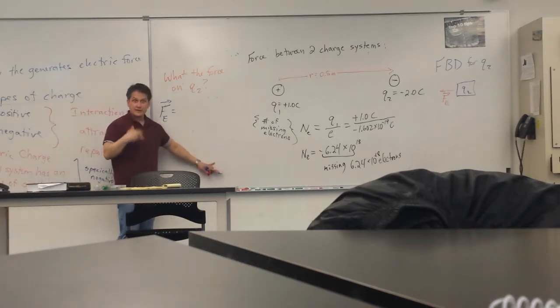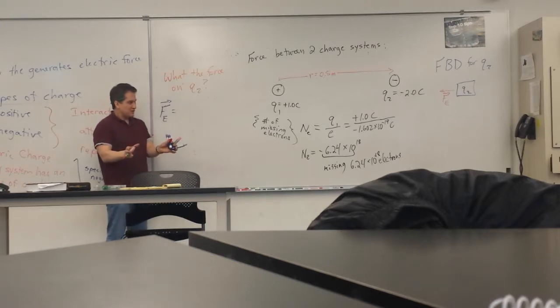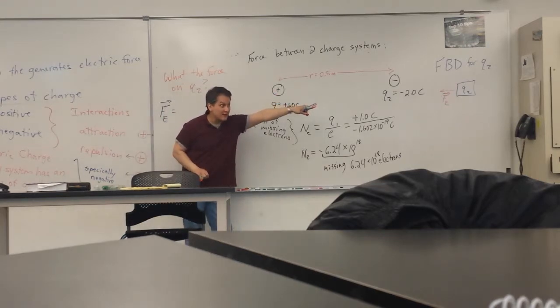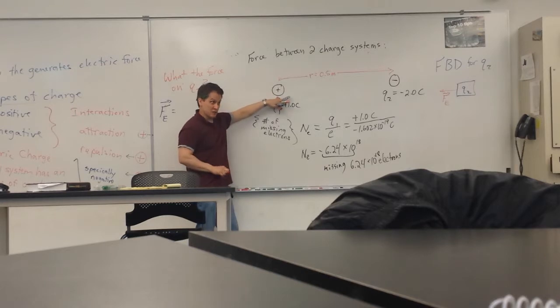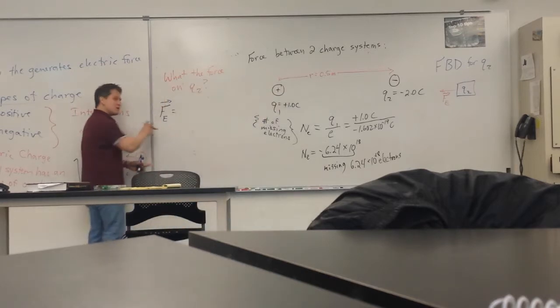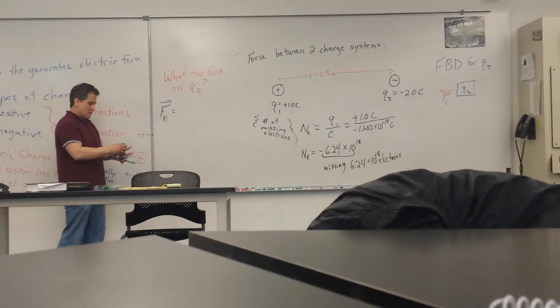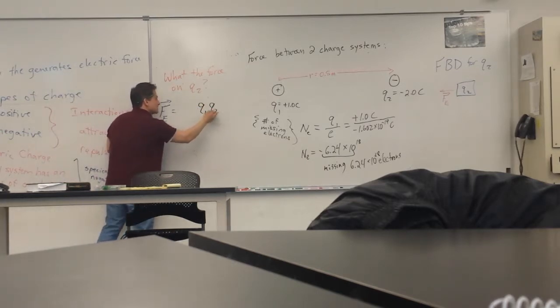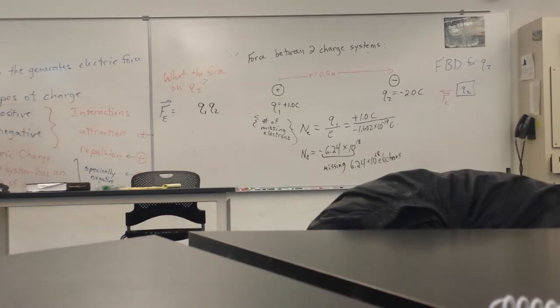Well, the way you calculate the magnitude of electric force, and this kind of makes sense, it all depends on charge, right? The more charge this has, the stronger it's going to interact with that. The more charge Q2 has, the stronger it's going to interact with whatever this charge is. So it turns out that when you calculate electric force, you look at the product of the charges involved, just like gravity, very similar to gravitational force.